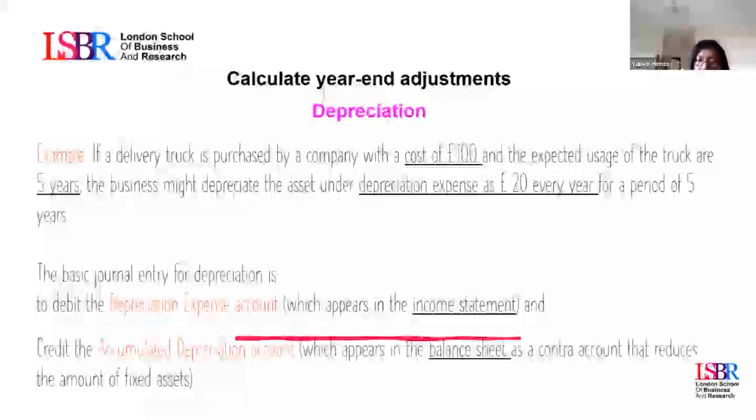So the basic journal entry to record depreciation is a debit in the depreciation expense account in the income statement. And the other part is the accumulated depreciation account in the balance sheet. I don't want to go very deeply into these concepts, because I know that sometimes accounting is kind of complicated if you don't have this background. But I would like to mention, and I feel the most important thing is to understand depreciation. If you understand what depreciation is, I feel the accounting recording is easy.